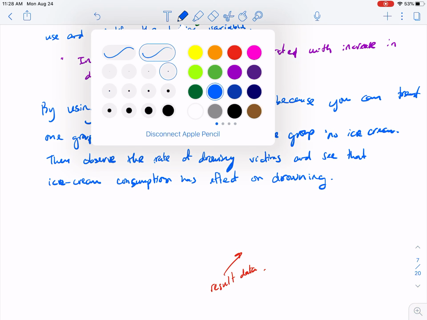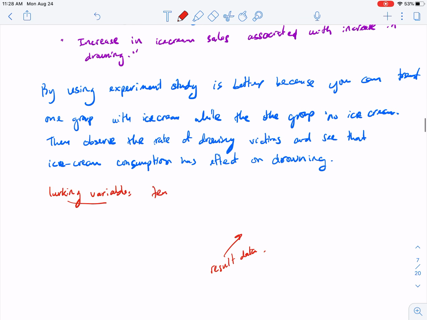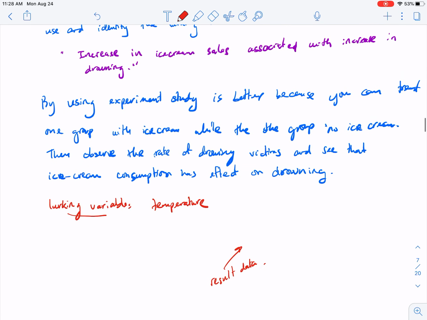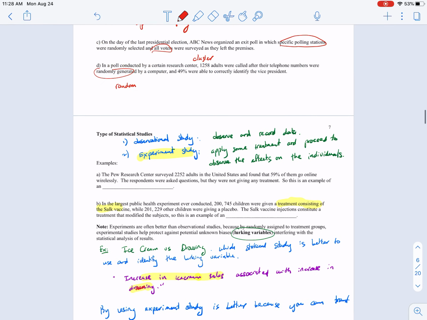So the lurking variable, what could tie these two factors together? We can say temperature, right? Temperature could tie these two variables. The rise in temperature will increase the sales of ice cream and also increase drowning, because more people will go out swimming on the lake, right? So there it is. That's all I have for you in this lesson 1.3.